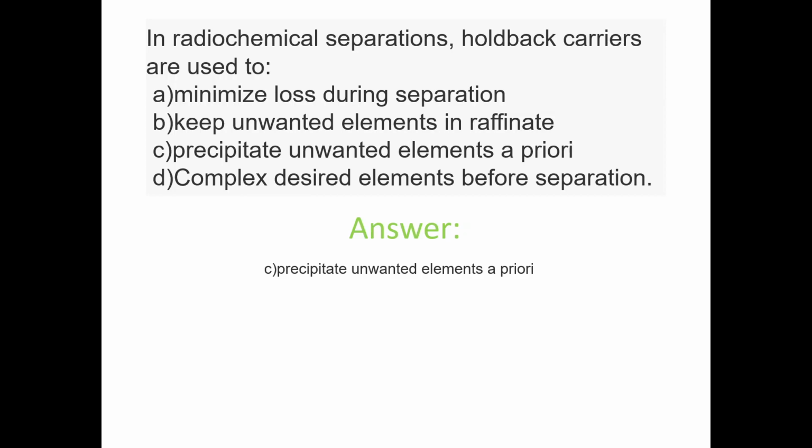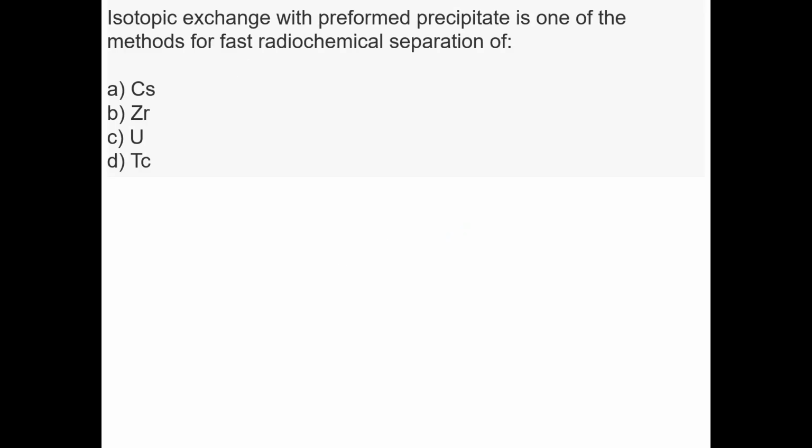Okay. The second question is: isotopic exchange with preformed precipitate is one of the methods for fast radiochemical separation of what? Cesium, zirconium, uranium, or Tc. It could be multiple answers also. Do you know the answer, Lakshya? No, I'm not sure about this. It was mentioned in one of the slides directly. This was Tc and Cs. Have a look over that in isotopic.